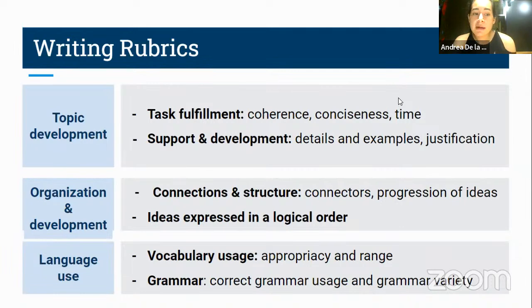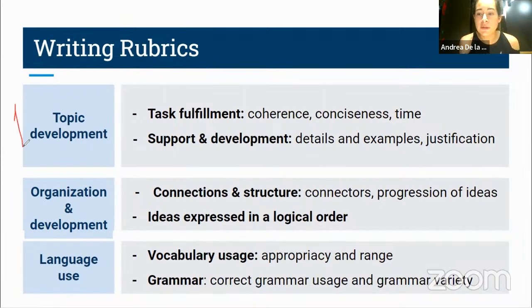Now remember the writing rubrics, right? This is how they evaluate your response. Remember, we have three big categories. They look at three things in your response. The first one is topic development, right? Which basically means how coherent is what you write, how much sense it makes. If they are asking you about music and you write about food, it's not coherent, right? You're not answering the question. You're not fulfilling the task.